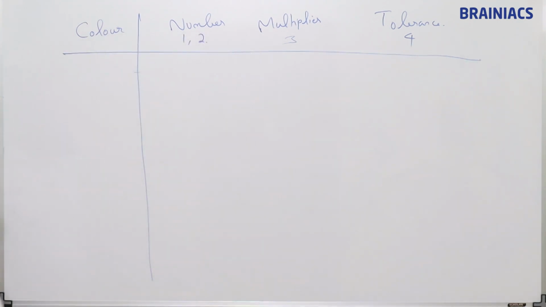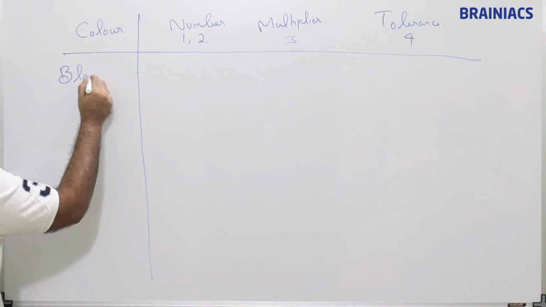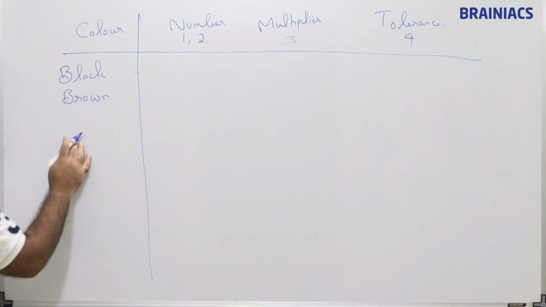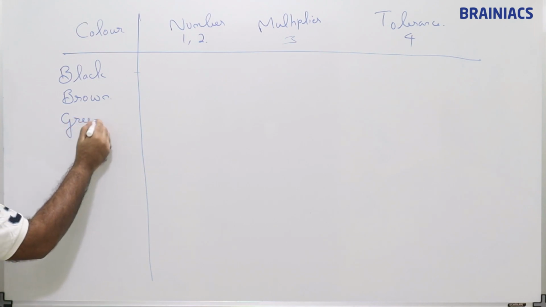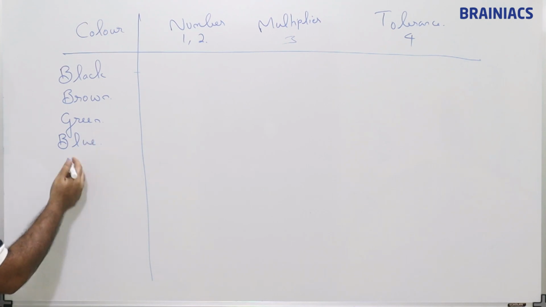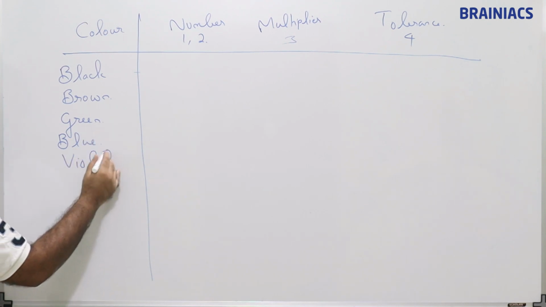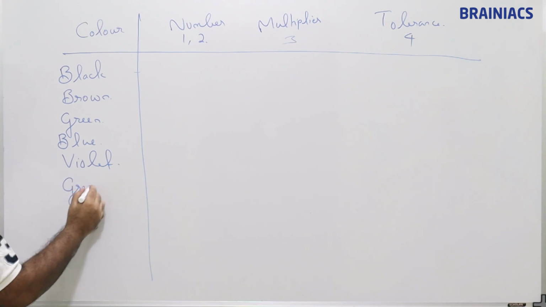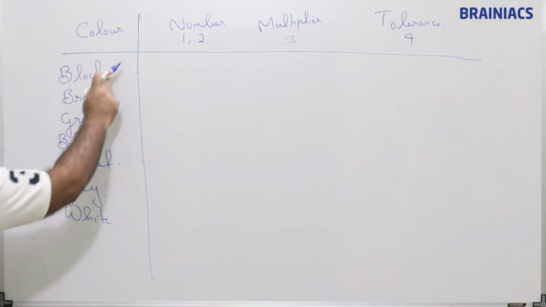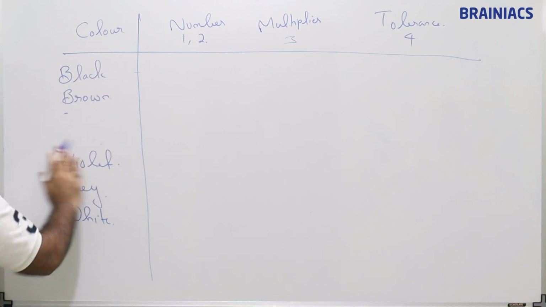Okay, first we will start with black, brown, green, blue, violet, gray, white. 1 2 3 4. No, something is missing here.